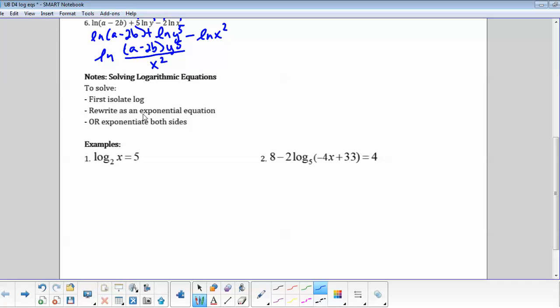Then, if you can rewrite it as an exponential equation, or you can do something called exponentiating both sides. So I'm going to show you real quick what that means to exponentiate both sides. It means take each side and make it the exponent. So you take a base, and you want to take the same base as your logarithm, and then you create that base on both sides, and then this becomes the exponent. And what happens when you do that is that 2 to the log base 2 cancels out, and that gives you x equals 2 to the 5th.